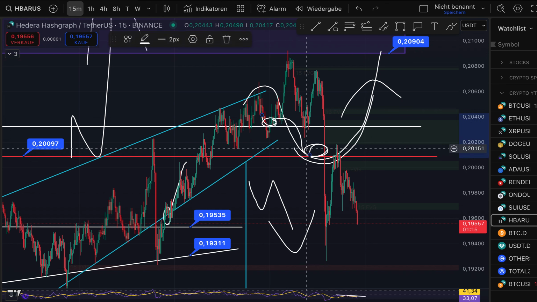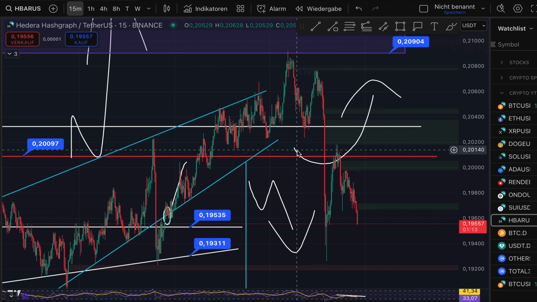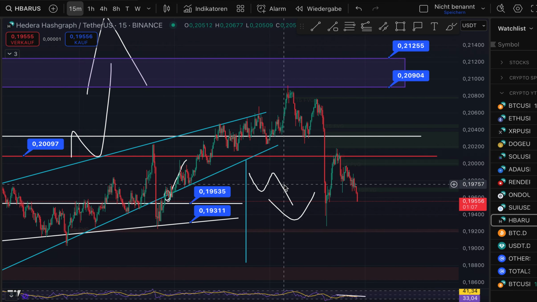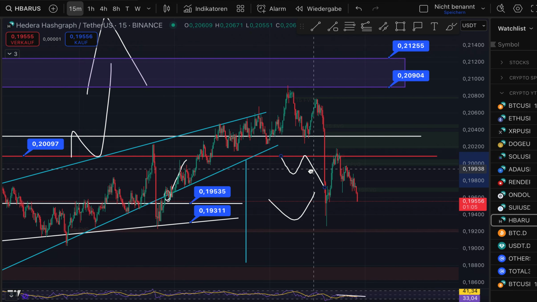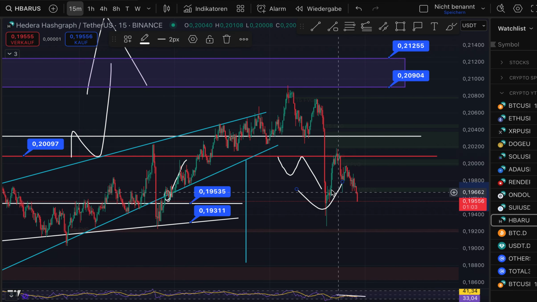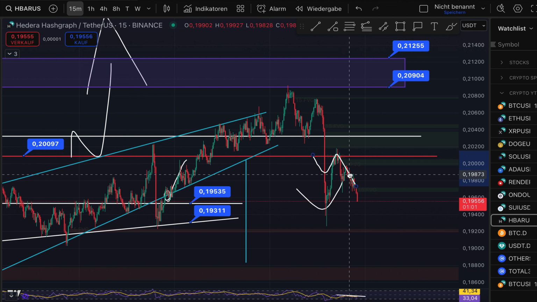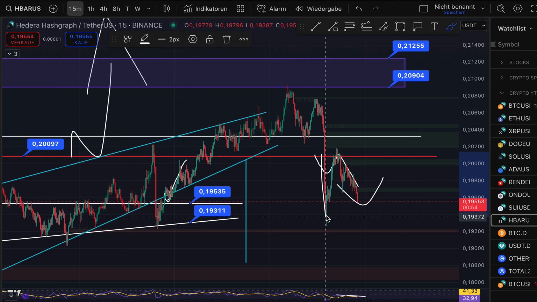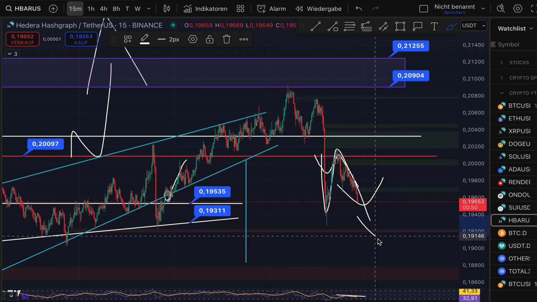Afterwards, let me take out this so we can see more. Afterwards, we had this drawing here. Let me move it to the right side. What does it tell you? Breakout, retest, follow through. We are waiting currently for the follow through.